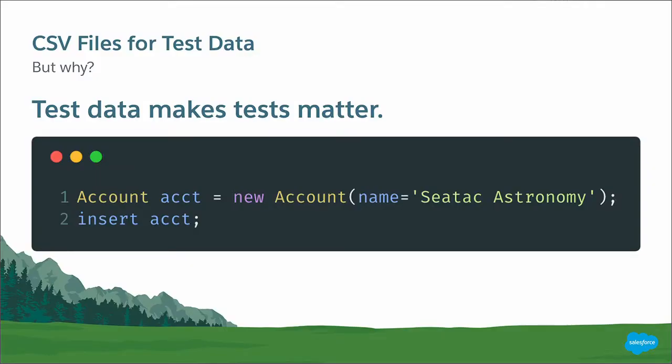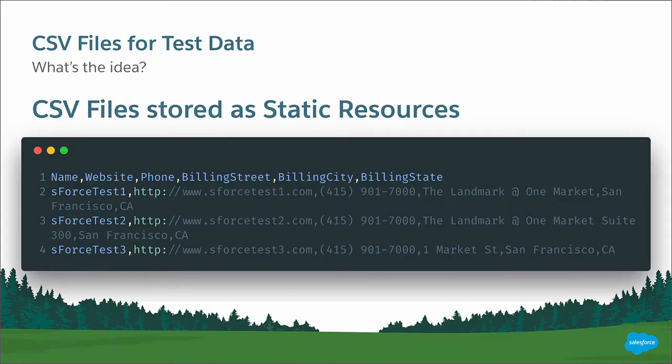Sooner or later, when you write your unit test, you've got to put data in place for those tests. Test data makes tests matter. Without test data, your tests are dubious at best. So you can either brute force it, create an account and insert it, or you can start loading that data from CSV files.